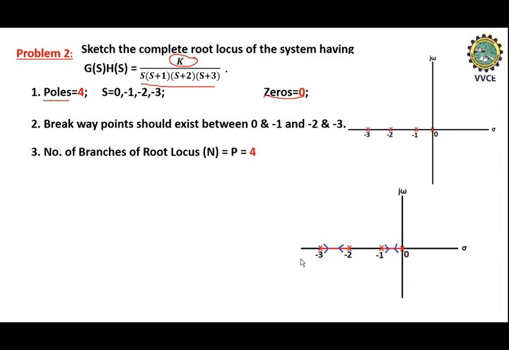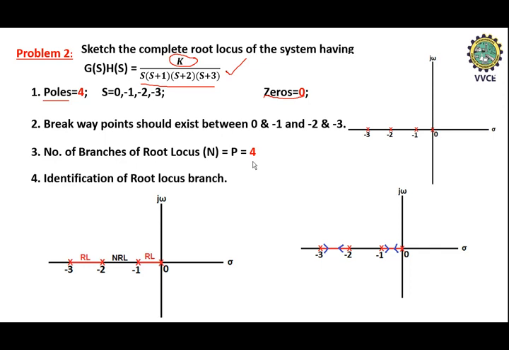Next, third point is the total number of branches of the root locus. For this given transfer function, how many branches of root locus will you get after plotting the complete root locus? That is obtained from the maximum number compared to poles and zeros. Here the number of poles is 4, number of zeros is 0. So poles are greater than zeros. We can conclude that the total number of branches of the root locus is equal to P, that is equal to 4.